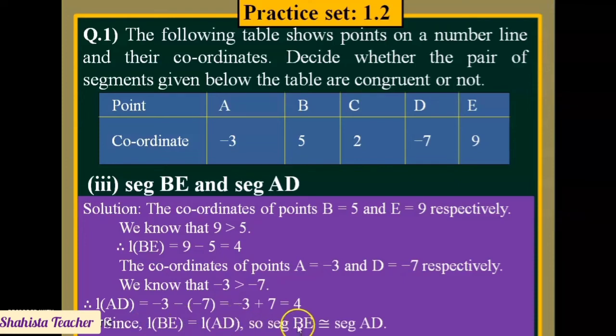So segment BE is congruent to segment AD. As you can see here, both are congruent. Why? Because both sides carry 4. So they both are congruent. So students, in this way we finish practice set 1.1, question number 1, all the 3 sub questions. Okay. So now let's solve question number 2 of the same practice set.